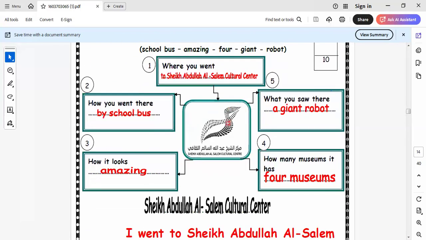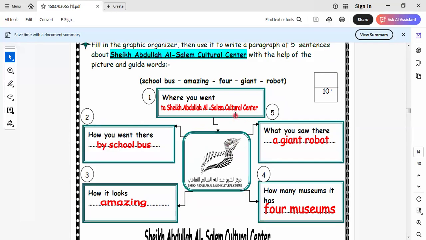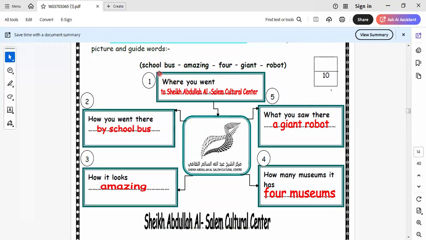Let's go to another one here: Sheikh Abdullah Salim Culture Center. This is the culture center. This is also a famous place in Kuwait. Here is a school bus, amazing, giant. Giant means very big. Robot.